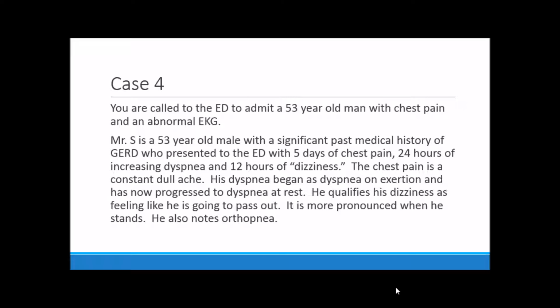Okay, ACS, dissection, PE, tension pneumothorax, pericarditis with tamponade. Okay, esophageal rupture and perforated peptic ulcer. Does this sound like it could be any of those?